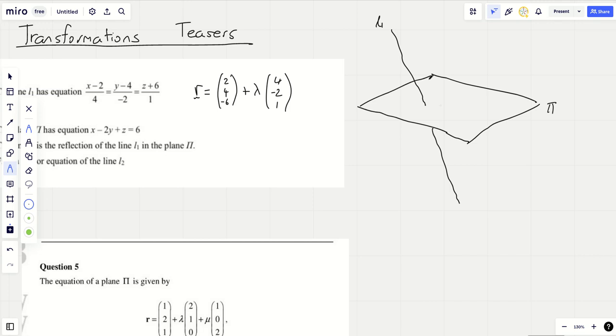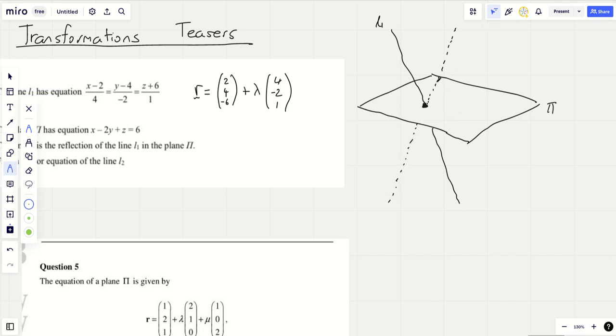And what the question's asking us to do is reflect this line in a plane. Now, when you reflect a line in a plane, one point which is invariant will be where the line meets the plane, because it's on the mirror, if you like, and therefore it's not going to be reflected. Every other point, though, the reflection will work something like this. So I've drawn my original line.